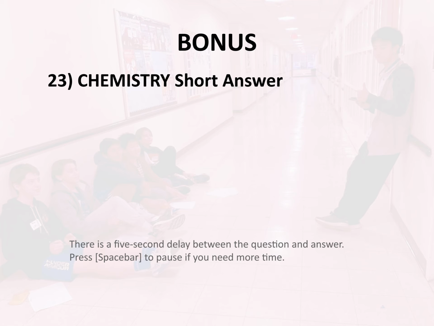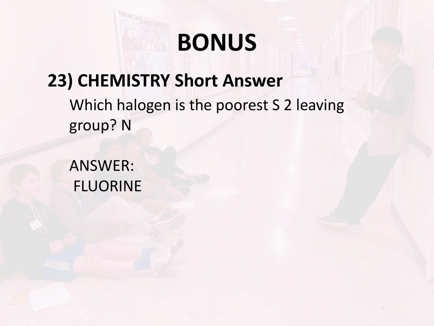Bonus 23. Chemistry. Short answer. Which halogen is the poorest SN2 leaving group? Answer. Fluorine.